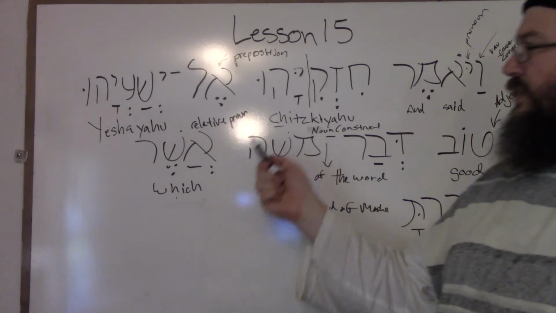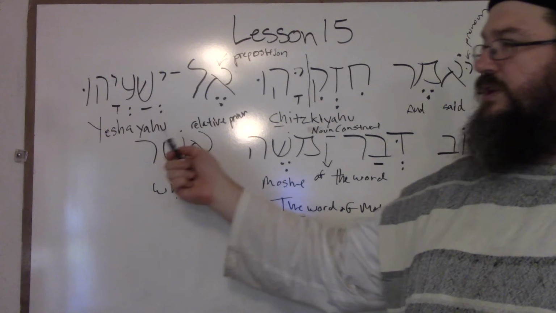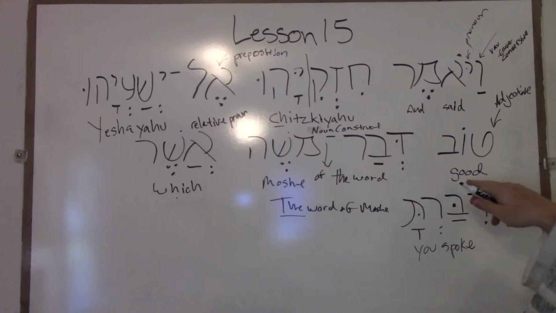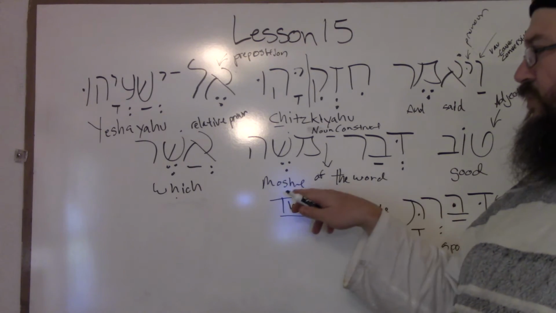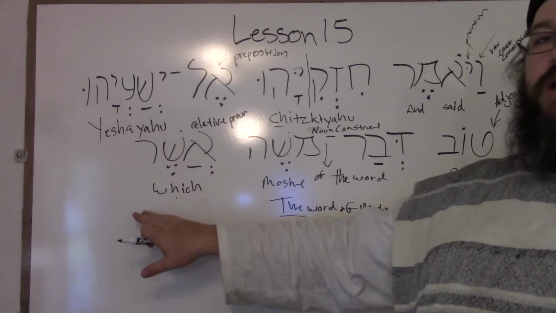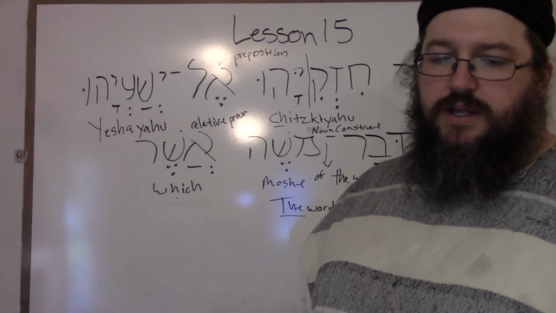So now we go back to the statement, Vayomer Hiskiyahu, and Hiskiyahu said, El unto Yeshayahu. What did he do? He said, Tov. So here's the statement he said, Tov divar Moshe. Good is the word of Moshe, asher which dibarta you spoke.